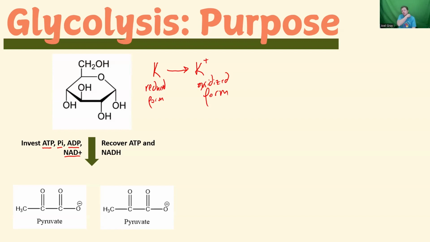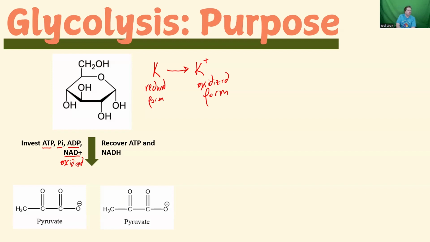I want you to think about the oxidized and reduced form. The oxidized form is going to have a positive charge. The neutral, with no charge, is the reduced form. So I bring that up because this is the oxidized form of NAD+. We have to invest the oxidized form of NAD, also known as nicotinamide adenine dinucleotide.